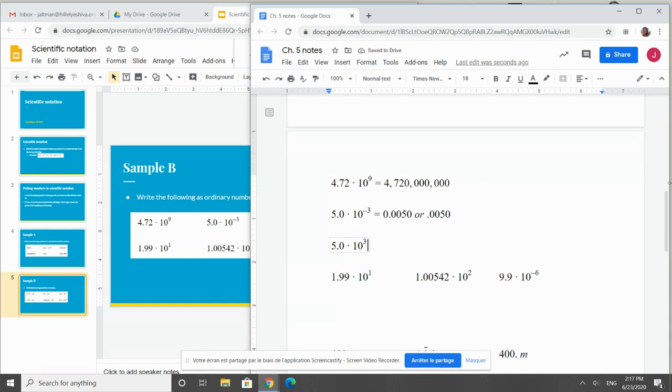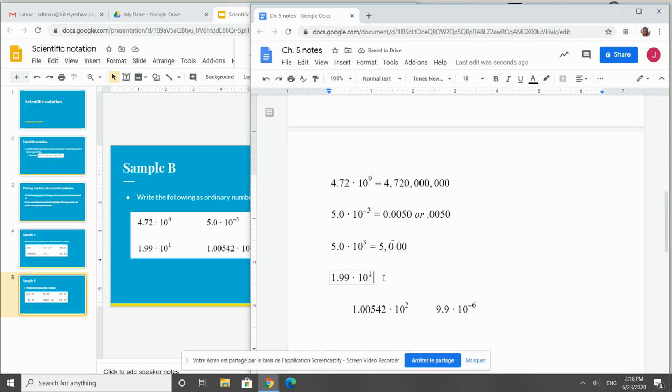I moved the decimal to the right 3 times. So if you are in the 10 class, you do not need to worry about why I put that bar there. If you haven't yet learned about significant figures, you don't need to know why I put that bar there.